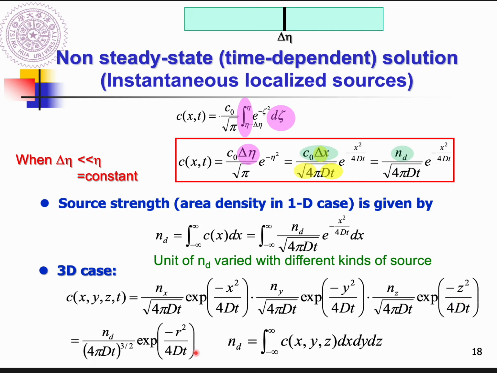Also, if you are not the person who fabricated these samples, so you don't know the N_D, this also provides you another approach to get the N_D. As long as you know the concentration profile along x, y, and z, then you integrate from negative infinity to infinity along x, along y, and along z. This is how we deal with the three-dimensional diffusion case.